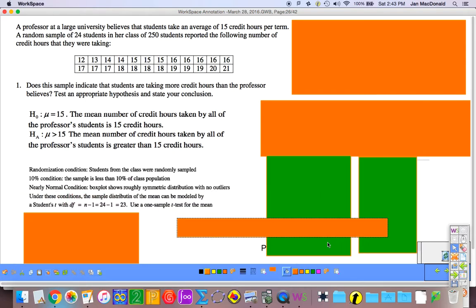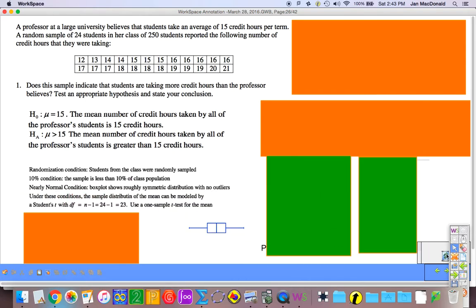And finally, we can say all the conditions have been met and that this distribution can be modeled by a student's t with 23 degrees of freedom. And the degrees of freedom is always sample minus 1. So we're going to use a one sample t-test for means.